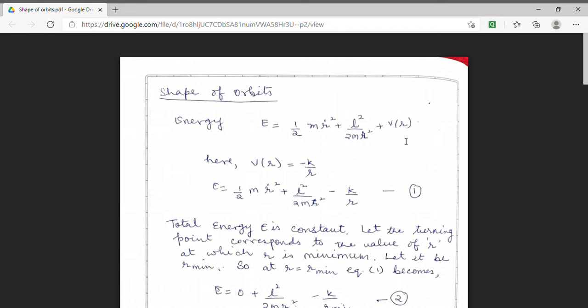I am taking my central force as minus k upon r square. So, the central potential energy will be minus k by r. In accordance with this, the total energy E will come out to be half m r dot square plus L square upon 2m r square minus k by r. Here k is a constant. As we know, the total energy of the system is always constant. This is the condition for conservative cases. The central force problem is a problem of a conservative system. Hence, in this case, E will be constant.